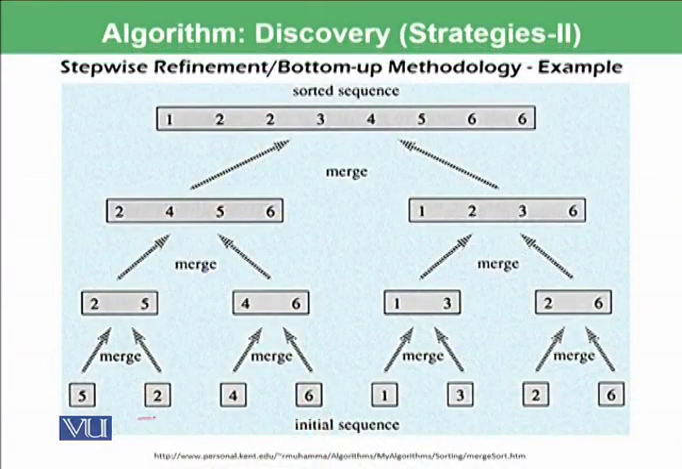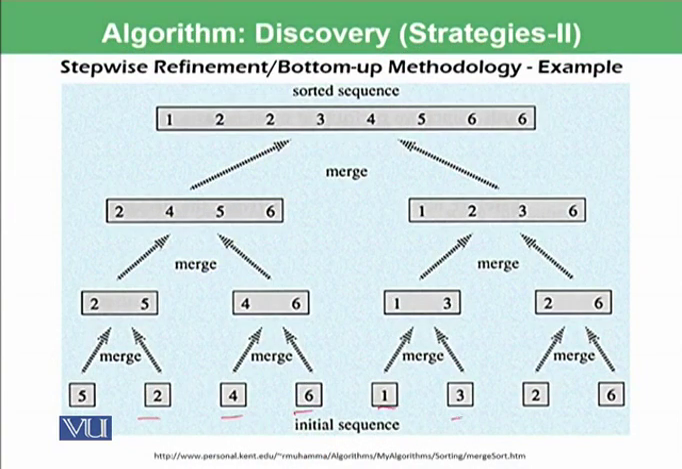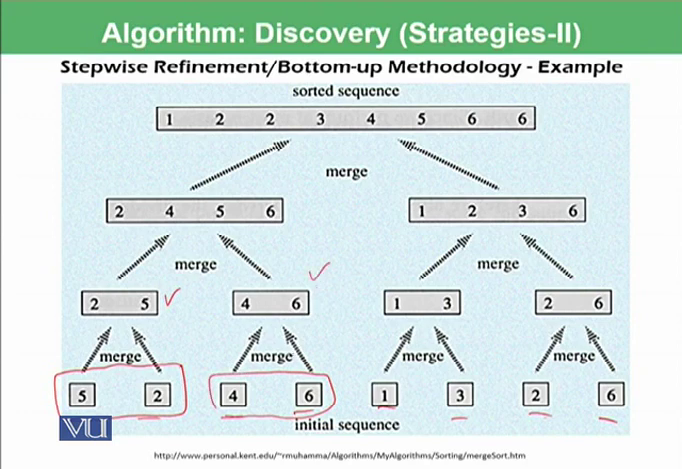For example, you are given this list: 5, 2, 4, 6, 1, 3, 2, 6. This is basically a list which has been given to you and which needs to be sorted. At the first step, you are rearranging two numbers together. For example, 5 and 2 are rearranged to form 2, 5 at this stage. And then 4 and 6 are already arranged. Then 1 and 3 are already arranged. 2 and 6 are already arranged. So you have solved from the bottom to form the top.